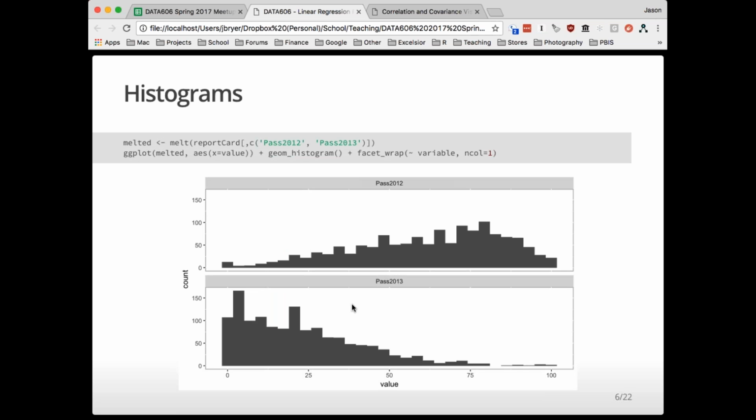All right, so let's look at, we're going to do some descriptive statistics. We look at that, and we see, okay, not quite normally distributed. It looks a little skewed. And then we kind of reversed the skewness in 2013.